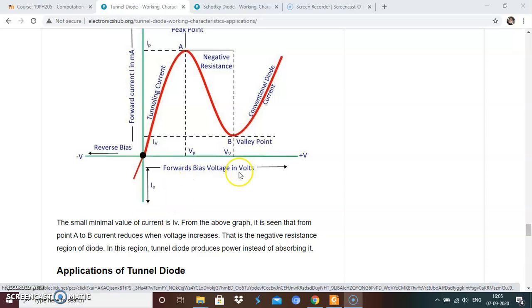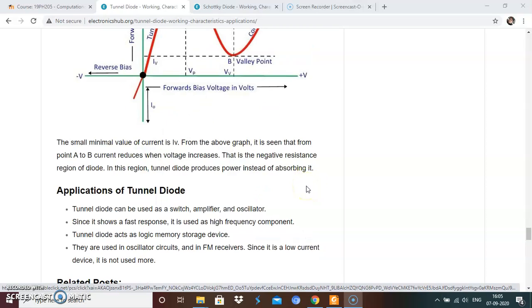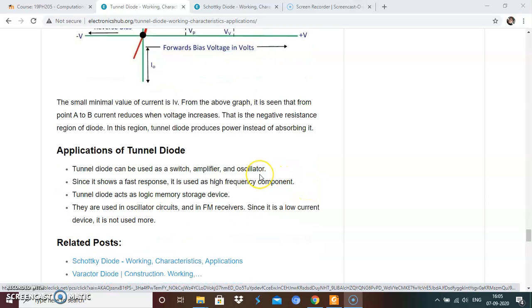This is the applied voltage, and the current variation is like this. Applications of the tunnel diode: it can be used as a switch, amplifier, and oscillator. Since it shows a fast response, it is used as a high frequency component. The tunnel diode acts as a logic memory storage device. It is used in oscillator circuits and FM receivers. Since it is a low current device, it is not used much. So these are a few applications of the tunnel diode.